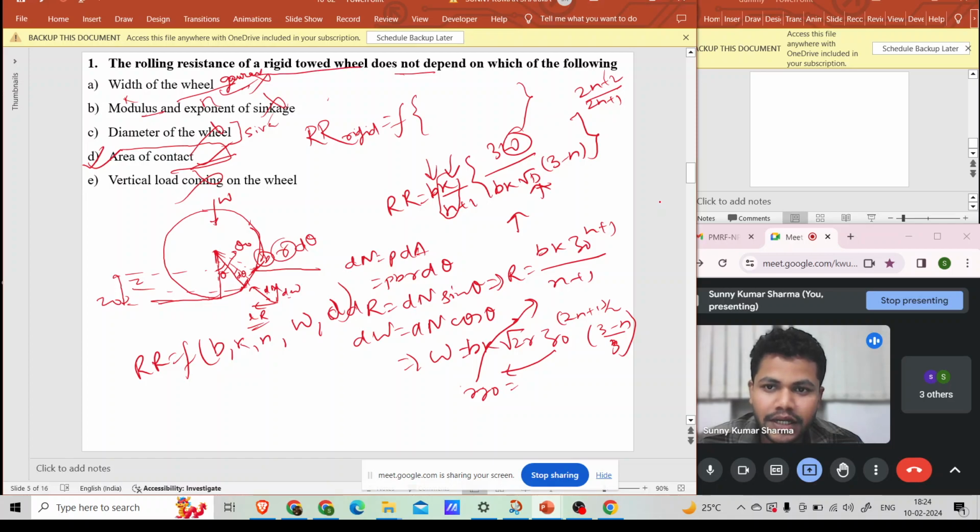For a rigid load wheel, the contact area does not matter. That we will discuss in later questions also. For a pneumatic tire, it depends on area. For a rigid wheel, that area doesn't matter that much. It means the width of the tire, that area term, is actually not coming in the expression. In the rolling resistance expression, we have B and D. The area term is B into L, and the area term is not there in the expression. That I am just trying to say from this question.